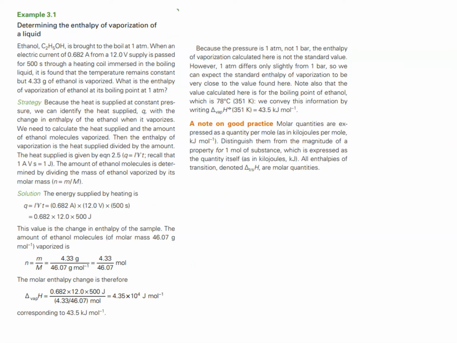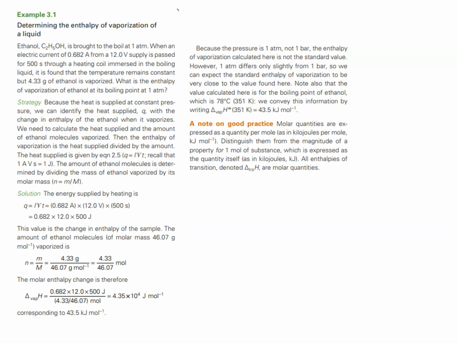So let's look at an example of determining the enthalpy of vaporization for a liquid. In this example, ethanol, C2H5OH, is brought to boil at 1 atmosphere. When an electric current of 0.682 amperes from a 12-volt supply is passed for 500 seconds through a heating coil immersed in the boiling liquid, it's found that the temperature remains constant, but 4.33 grams of ethanol is vaporized. What's the enthalpy of vaporization of ethanol at its boiling point at 1 atmosphere?